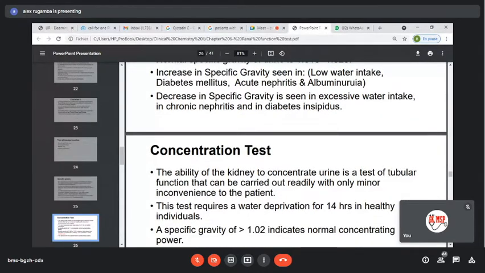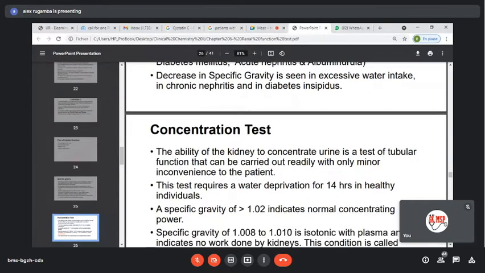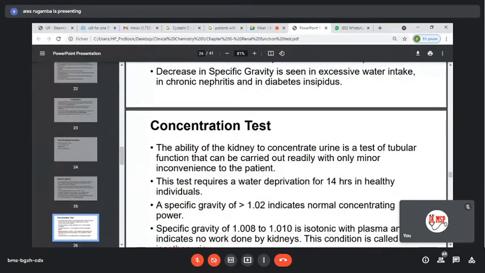So how is this test done? Because it tests concentration, it requires water deprivation for 14 hours for healthy individuals. For this test, you will ask your patient not to take water for 14 hours. And then the specific gravity will be measured. If it is less than 1.02, then it will indicate normal concentration power.